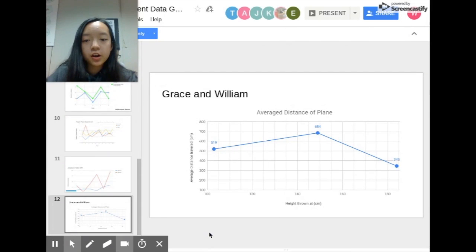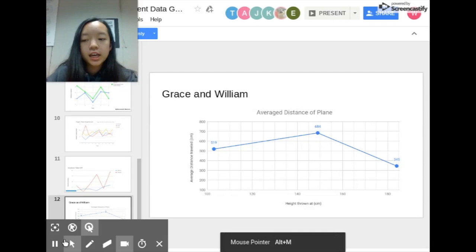This is our average distance of plane graph where we're trying to test which height would make the airplane travel farther. The x-axis represents the height we threw the airplane at, and the y-axis represents the average distance traveled in centimeters. We took 4 tests for each height and averaged them.